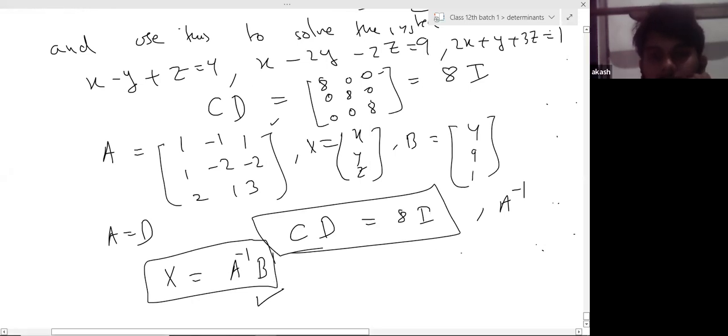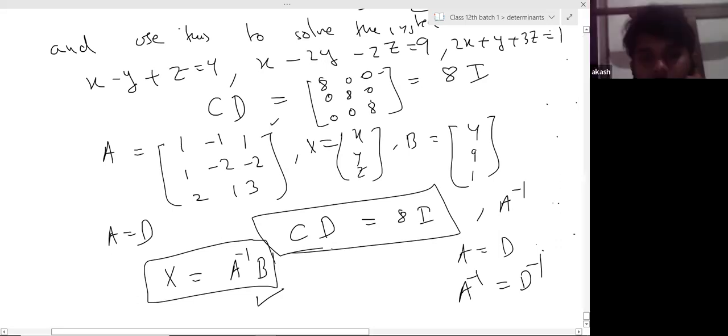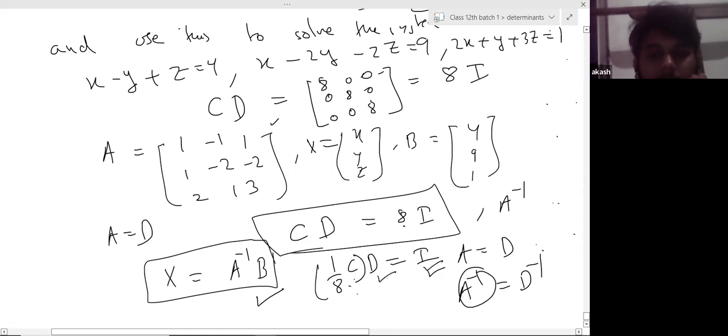Let me give you another hint. If A equals D, then we can say A inverse equals D inverse, right? Yes, sir. C by 8. So how? Absolutely right. See, if I take this 8 to this side, 1 upon 8 times C times D is equal to I. And what is the definition of inverse of a matrix? If two matrices are multiplied and I get the identity matrix, then one is the inverse of the other. So 1 by 8 times C times D is the identity matrix. So inverse of D is 1 by 8 times C.